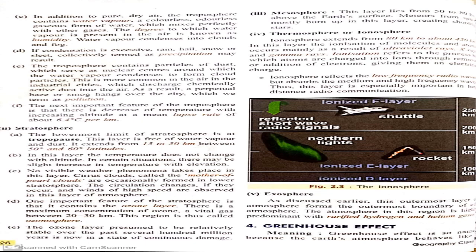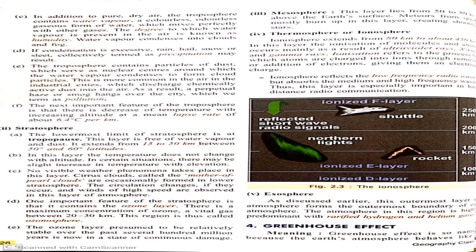The degree to which water vapor is present in the air is known as humidity, and water vapor condenses into clouds and fog. Now if condensation is excessive, then rain, hail, snow or sleet, collectively termed as precipitation, may result. Now what is this precipitation?